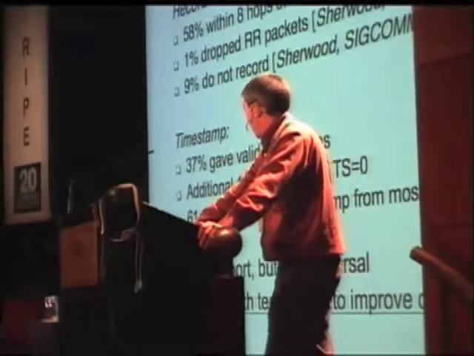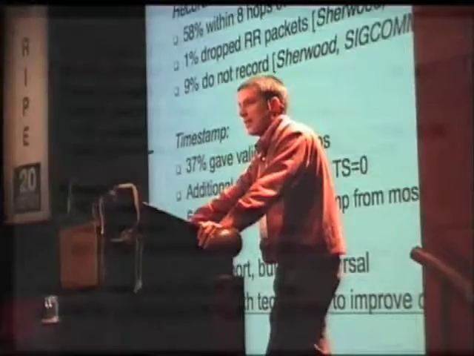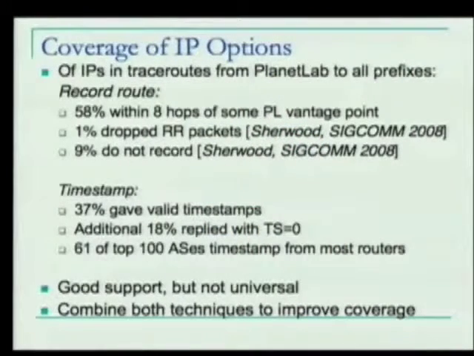We also looked at coverage of timestamps. We found that about 37% of IP addresses gave valid timestamps. An additional 18% replied, but with a timestamp of 0. So not useful in our case, but they also aren't dropping or filtering the packet. We looked at the top 100 ASes in terms of the most distinct IP addresses that we saw and found that 61 of them gave valid timestamps for most of the routers. The rest are either dropping the packets, ignoring the option, or maybe they're getting filtered along the path. Overall, most big ASes seem to have at least some support for options. Neither record route nor timestamp is a complete solution, but the combination with spoofing ends up being pretty powerful.